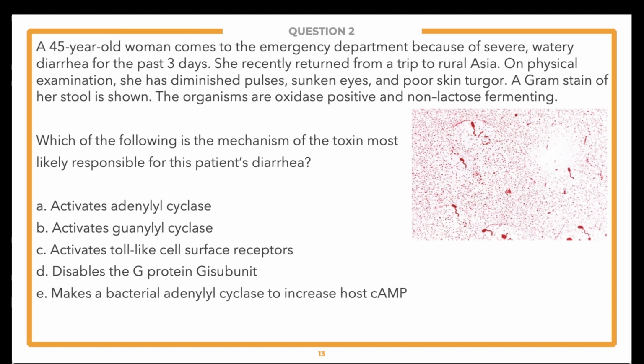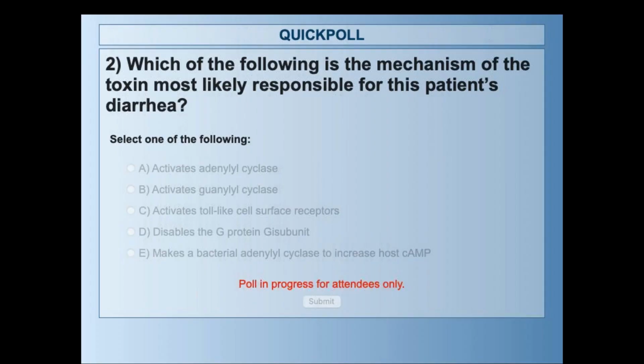Okay, think about that. Take a good look at your gram stain. And what we're going to do is launch the poll. What do you think out of these choices is the mechanism of the toxin most likely responsible for this woman's diarrhea?